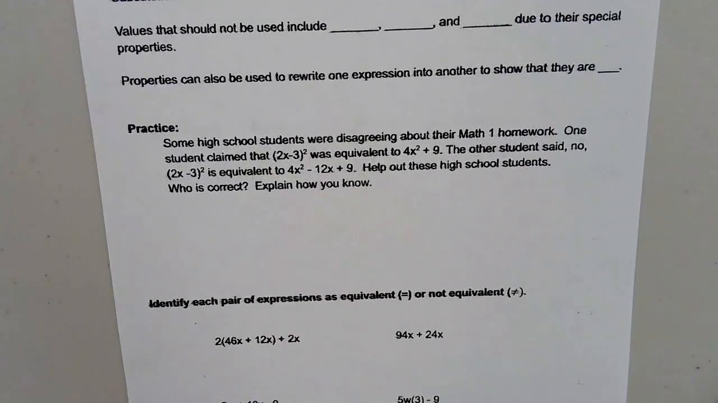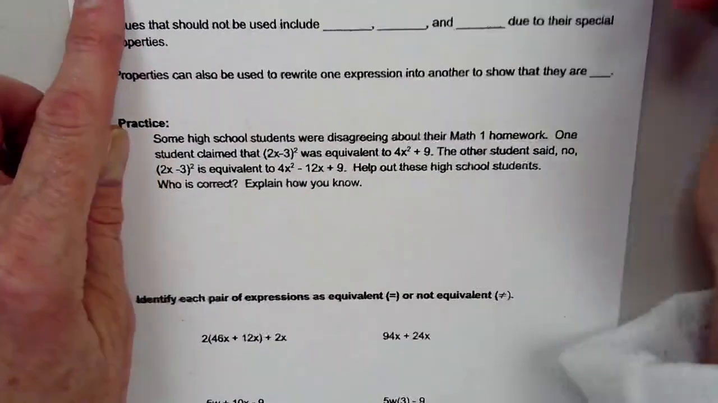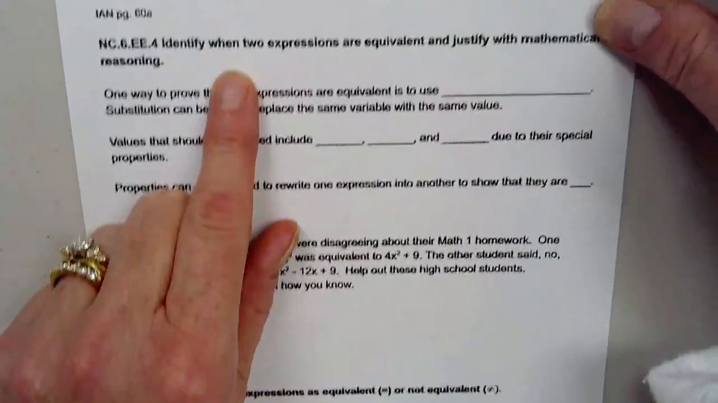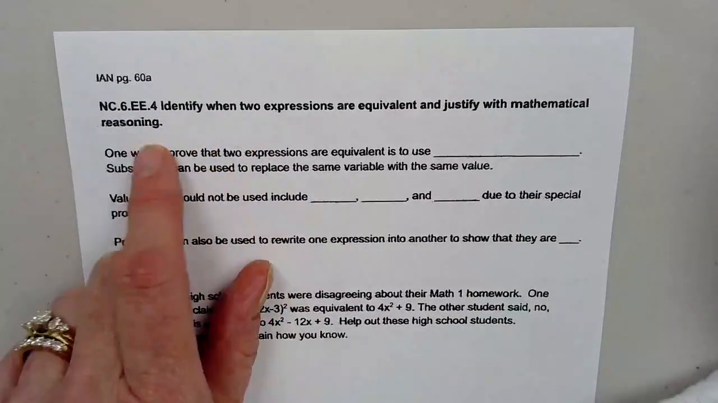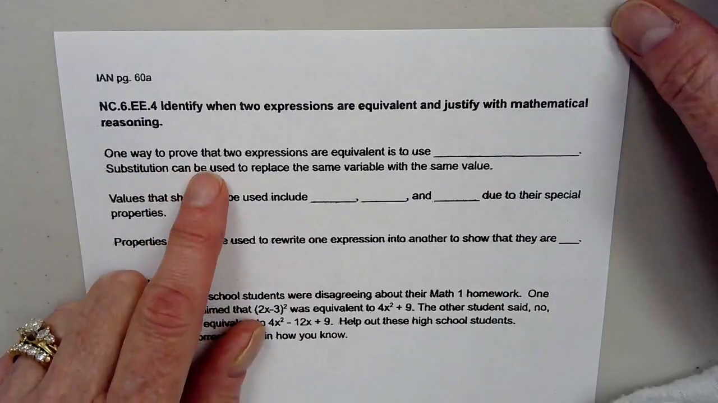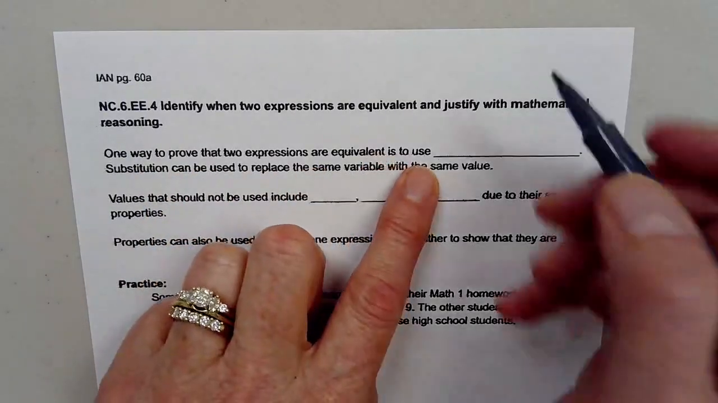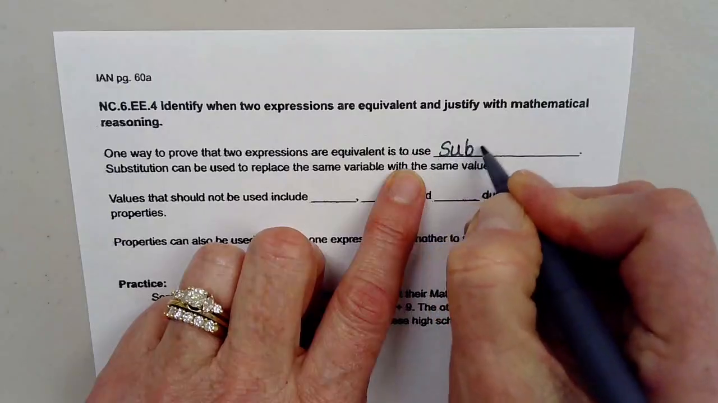Okay, these are for notes on interactive notebook pages 60A. We're going to identify when two expressions are equivalent and justify with mathematical reasoning. So one way to prove that two expressions are equivalent is to use substitution.